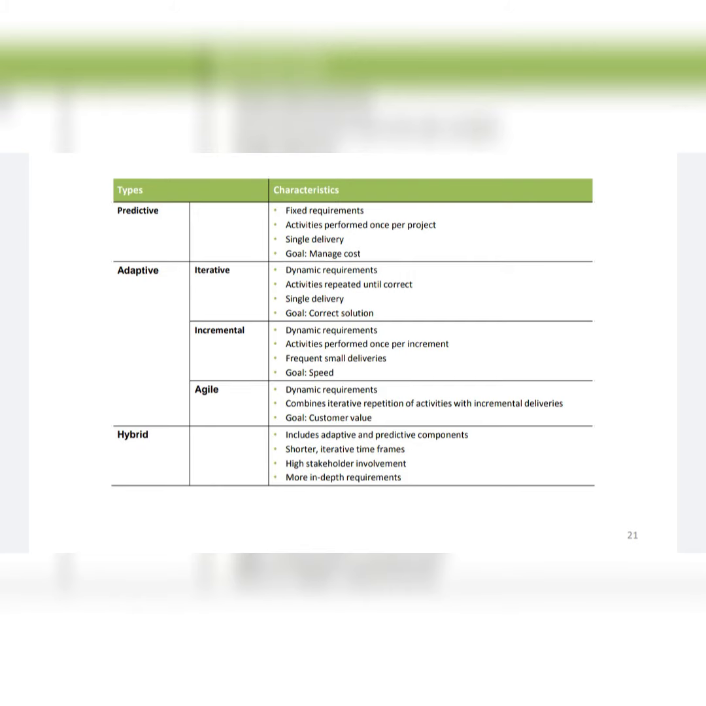So iterative means first time right, and incremental means we need to deliver something quickly to the customer. The next one is agile. Agile is both iterative and incremental. Those of you who do not know about agile need not worry, we will be discussing that in more detail. I told you in the fourth day.